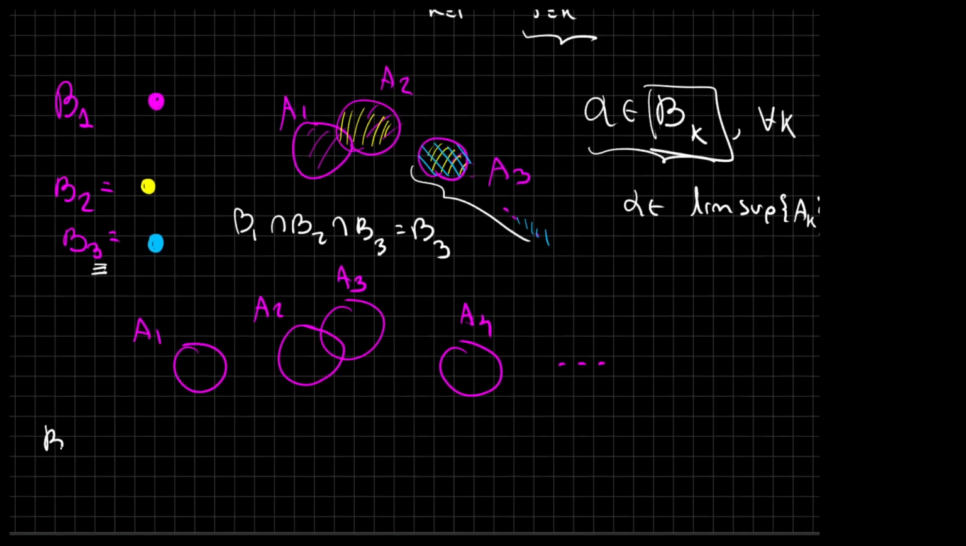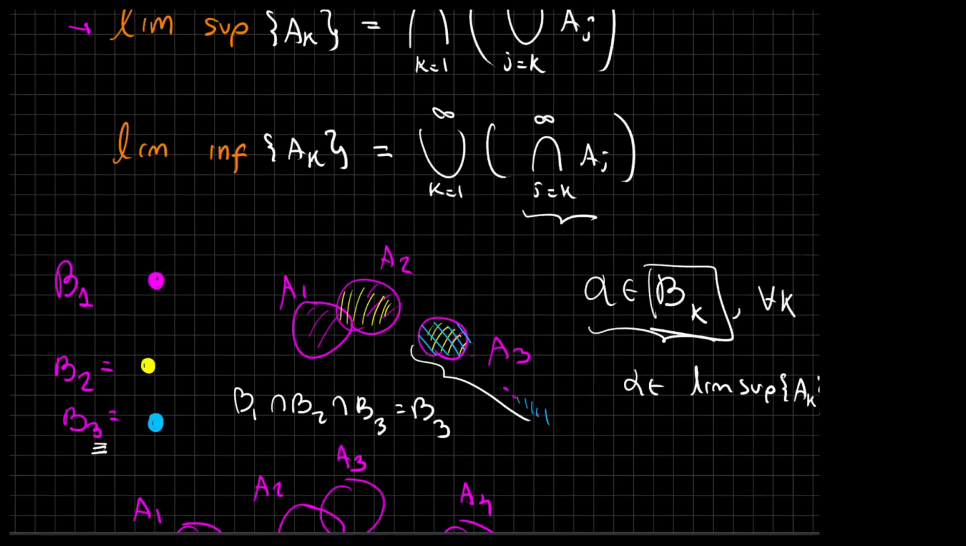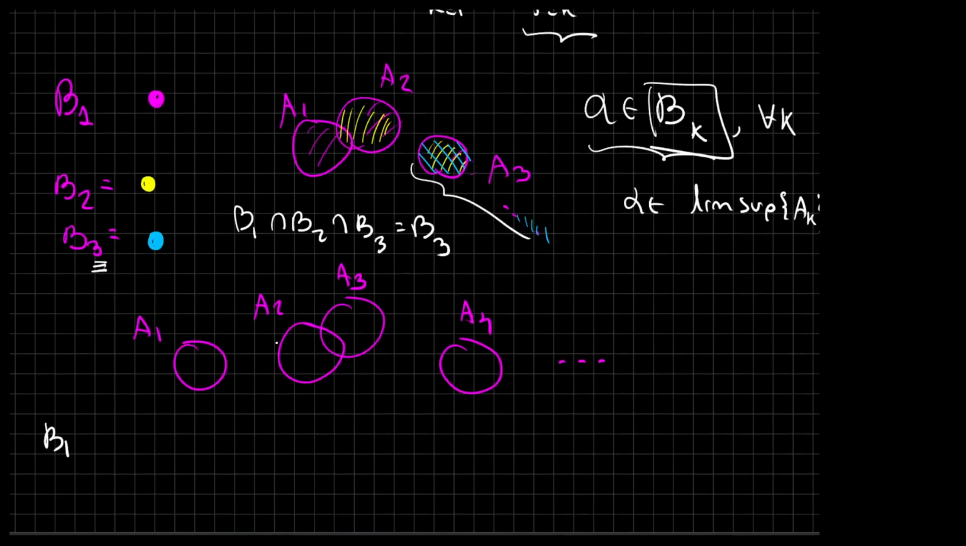So B1 now will be the intersection of everything. So the intersection of everything is of course nothing, because you have disjoint sets. Alright, so perhaps like this.